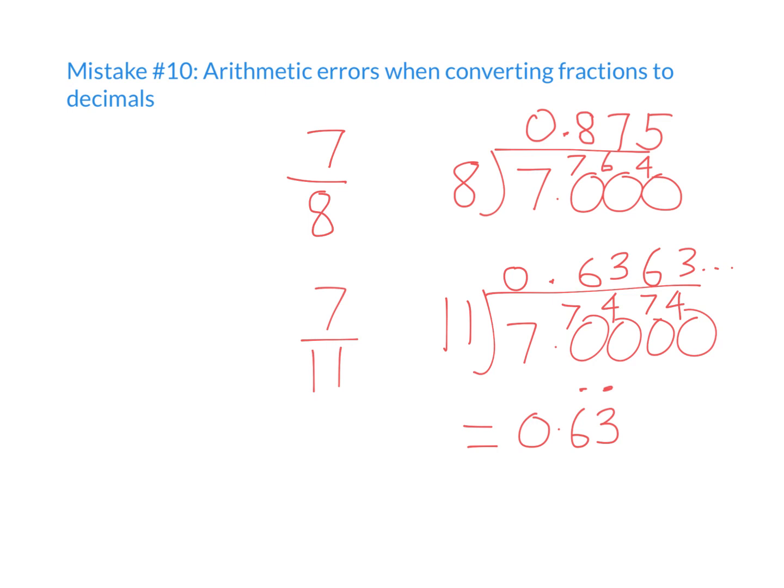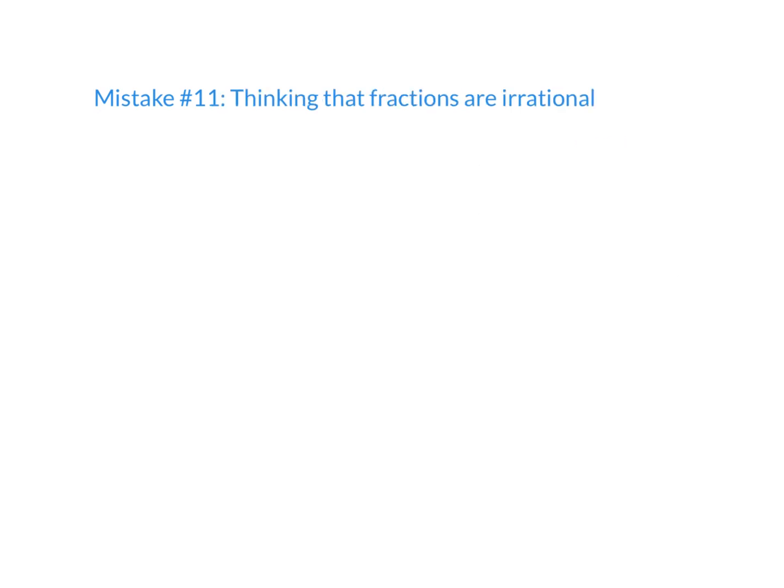All right, let's move on to our final mistake. So the final mistake is thinking that fractions are irrational. So just so you know, 1 over 13 actually has a recurring decimal, but it has lots of digits that are repeated, lots of digits in its decimal period. 1 over 13 is 0.076923, 076923, 076923. That repeats forever and ever.